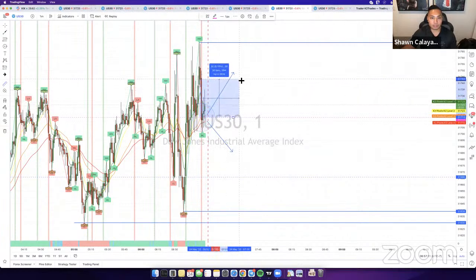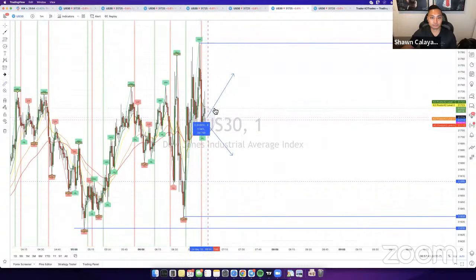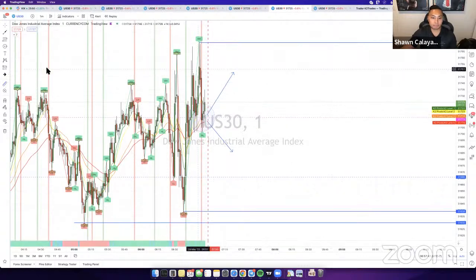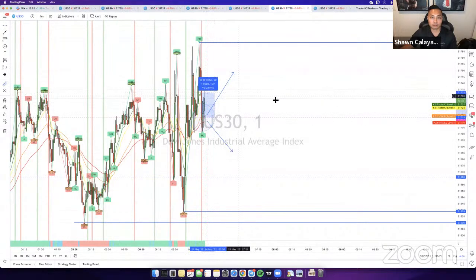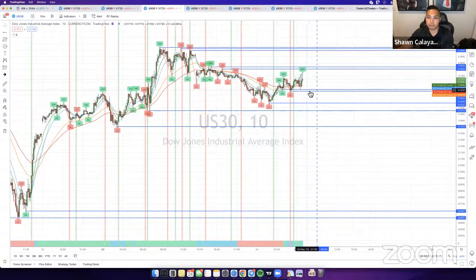Depending on how wide your stop loss is, if you have a 300 pip stop loss, yeah, you can survive this unusual movement. But if your stop loss is super tight, like 200 pips, you'd probably get stopped out right there. So let's go over here to the 10-minute. I just want to clean this up a little bit. Don't really see anything over here right now.